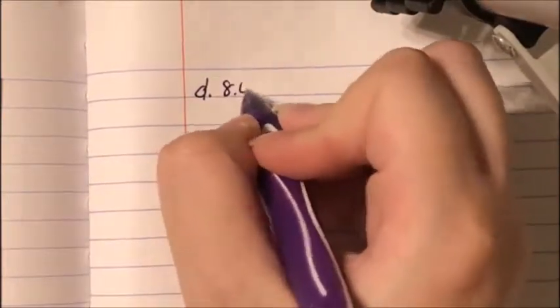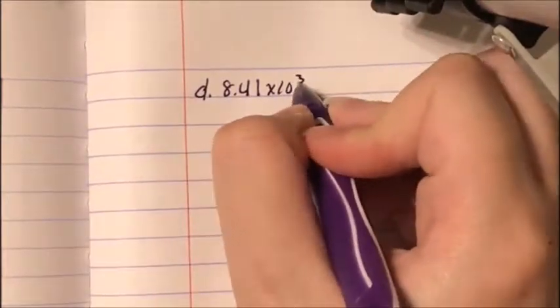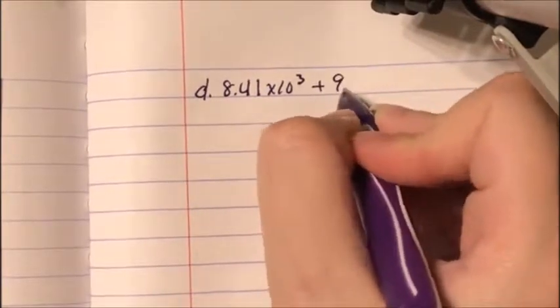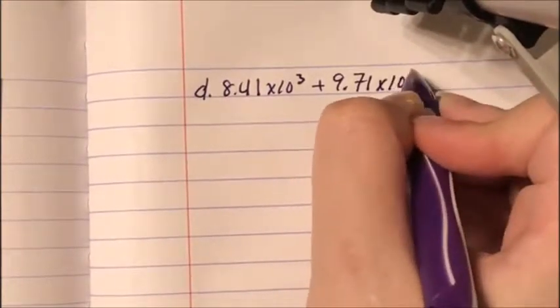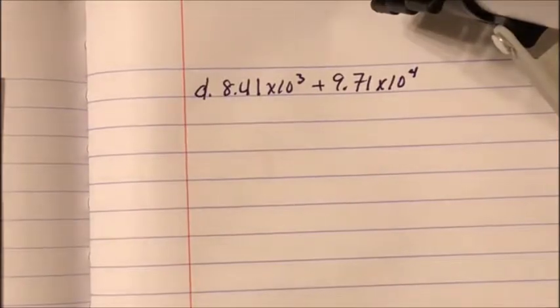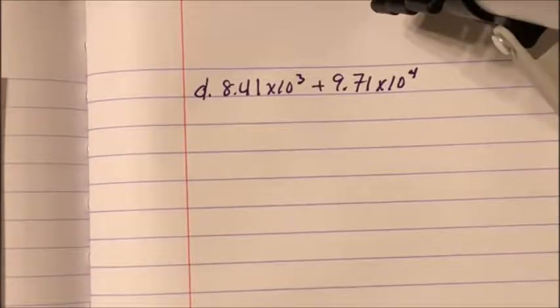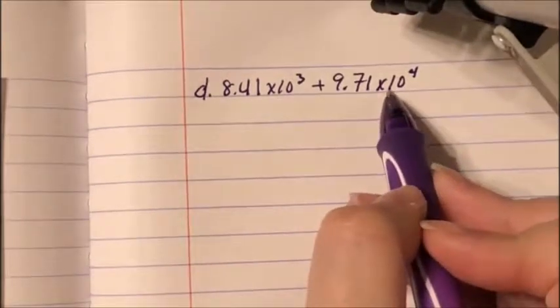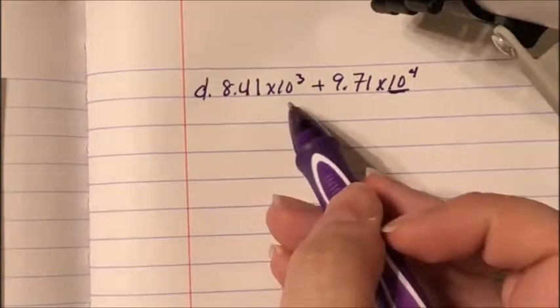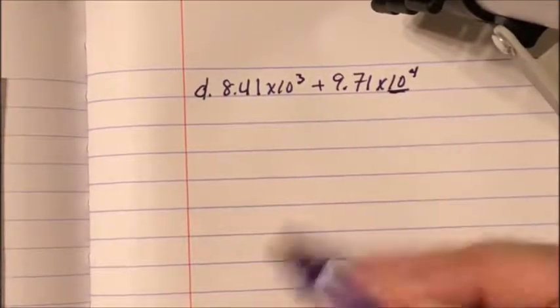Okay. So I have D, 8.41 times 10 to the 3rd plus 9.71 times 10 to the 4th. Okay, so I want to change one of these into not scientific notation so that way I can have the same place value. I'm going to go ahead and change the 10 to the 4th. You can change the 10 to the 3rd, but I'm going to change the 10 to the 4th.